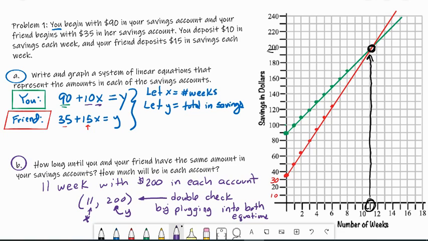And that's it. So we've solved this problem. We wrote the system. We graphed it. We got an answer, but then we plugged it into both equations to double check that that answer was correct.